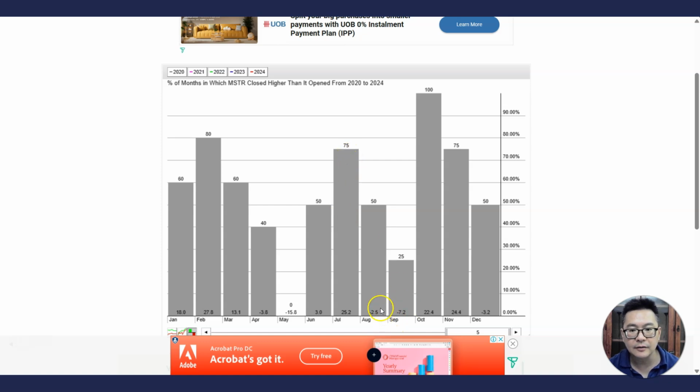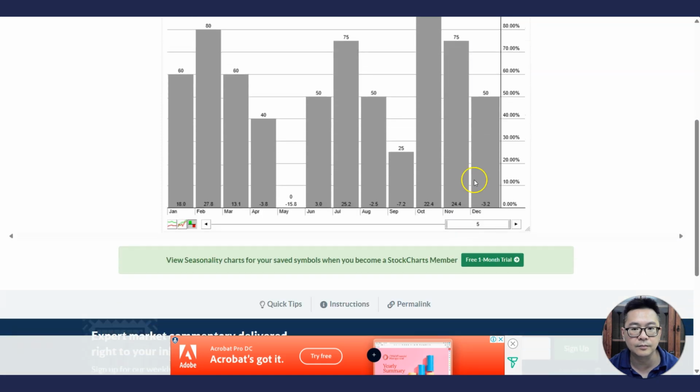And then after that, in August and September, it goes up only 50% and closes higher only 25% of the time in September, with an average loss of 7.2%. But in October and November, this stock is on fire, where it goes up 22.4% on average and 24.4% on average. So this is actually something which is good.